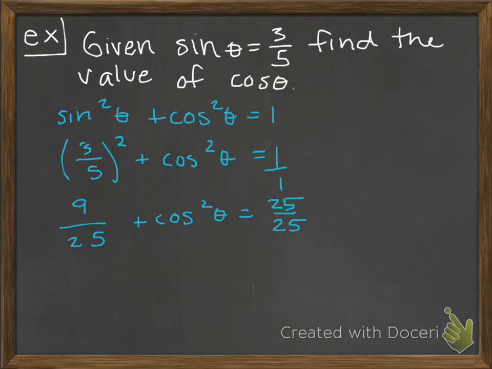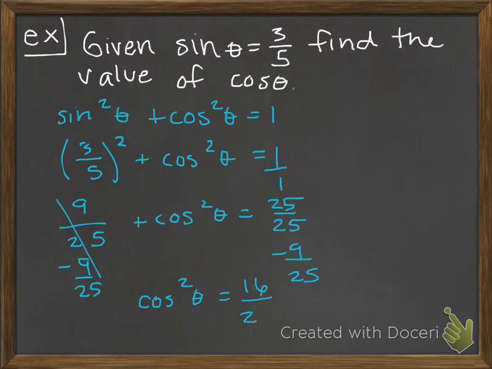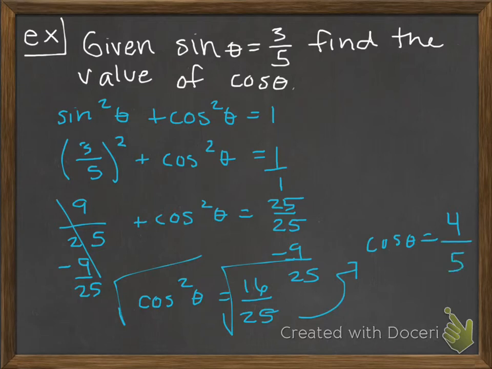That aspect of the problem will be different for every example that you do. It depends on what the denominator of the fraction is. To get cosine by itself, I'm going to subtract this 9 over 25 from both sides. So now I'm at cosine squared equals 16 over 25. To get cosine by itself, I take the square root. So cosine of theta is equal to 4 over 5, because I took the square root at the top and I took the square root at the bottom. So let's try another one like that.